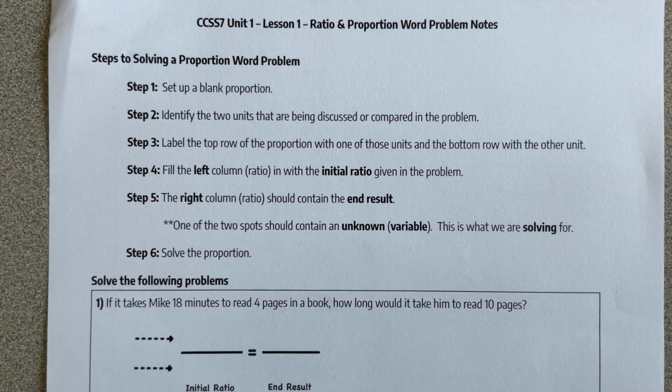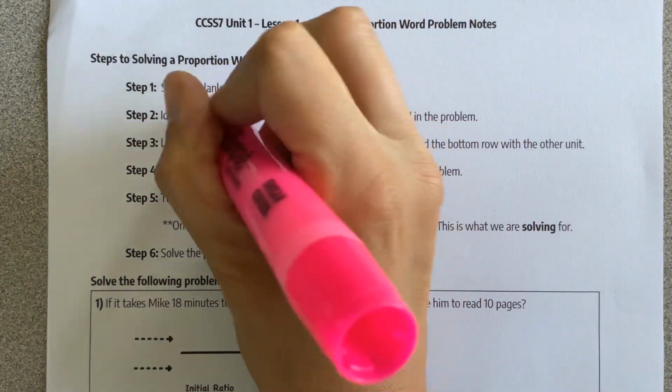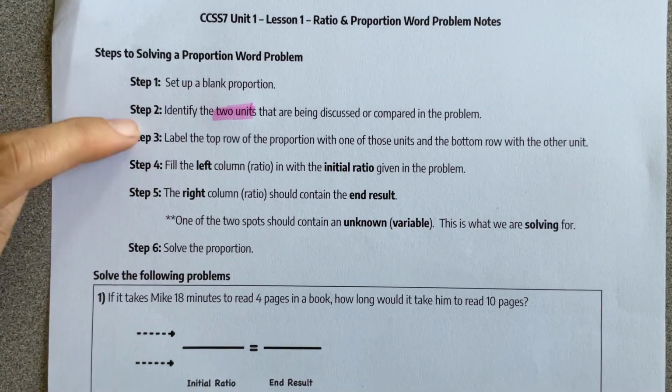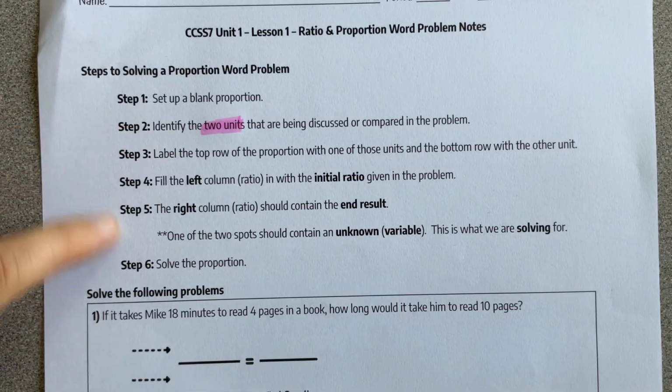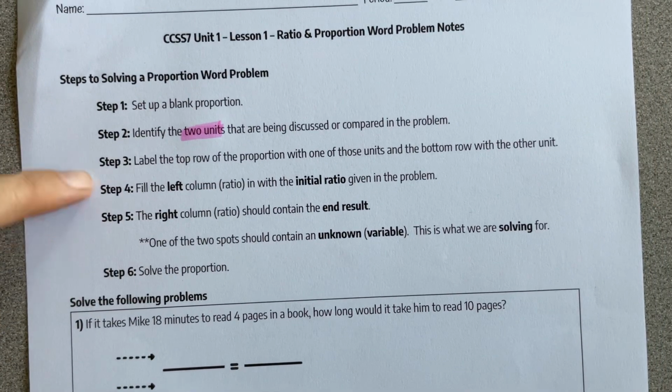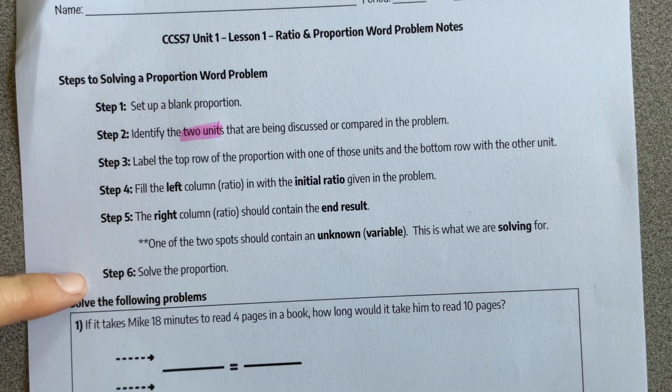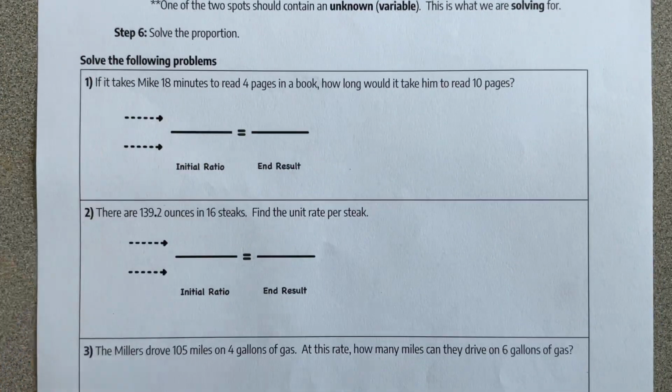Today we're going to look at proportion word problems. You can solve problems that involve 2 units in multiple different ways. We're going to practice using a proportion because it's kind of a foolproof way to do it. So, like I said, we're looking at things that involve 2 units. So we're going to set up a blank proportion, we're going to identify those 2 units, and then I'm going to talk about down here how we're going to fill in those other rows, or columns.